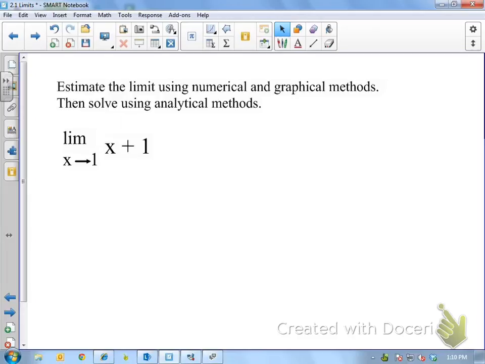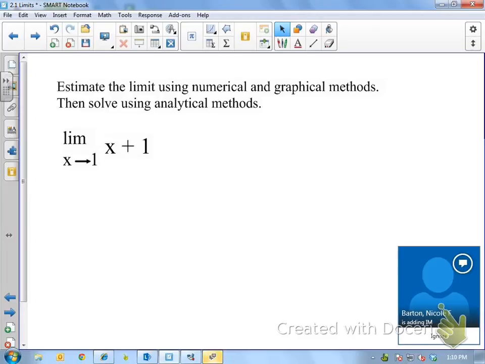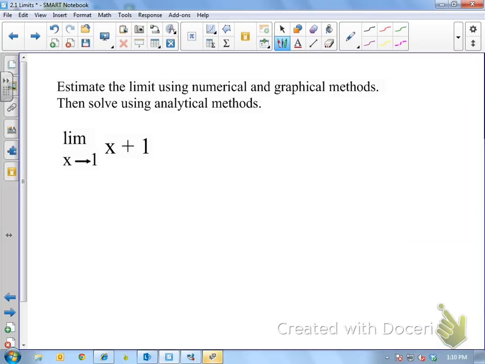Okay. So last time we mostly focused on limits graphically. We looked at the picture and said, do our limits exist or not? Today we're going to talk about a couple of other different ways. So let's look at this one. Limit as x approaches 1 of x plus 1.